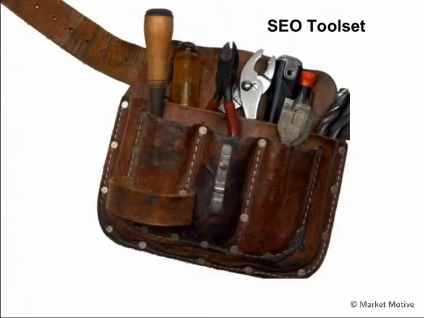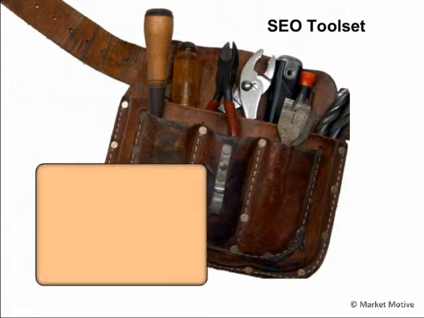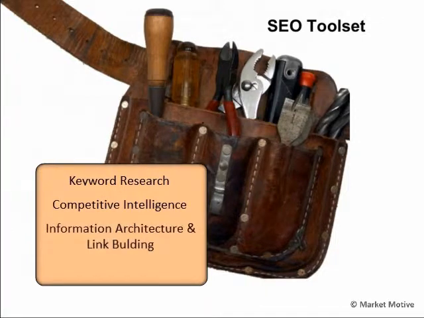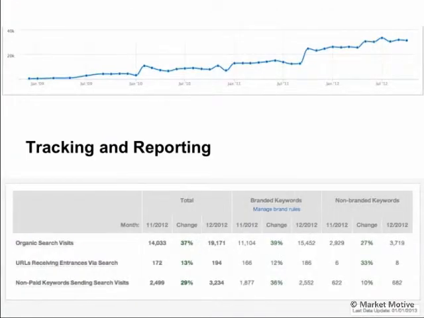So the SEO tool set is always very diverse. If you talk to any SEO marketer, you're going to get a variety of tools that they use for different areas. You have keyword research, you have competitive intelligence, you have information architecture and link building, you have analytics and tracking. All of these things are going to play a part in the role of your company's SEO. So you need to build a tool set based on your budget, based on your resources, based on your needs to provide that tracking and reporting to the people that are providing you with those resources.